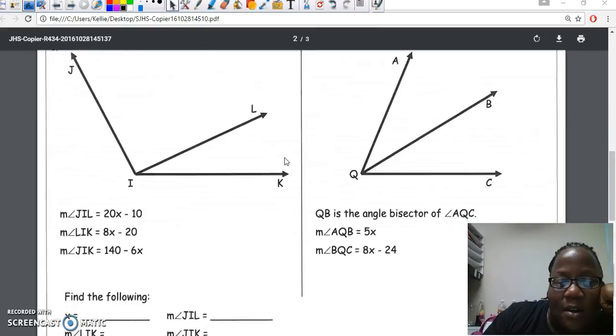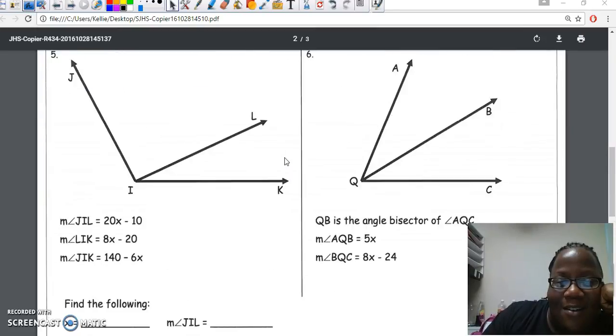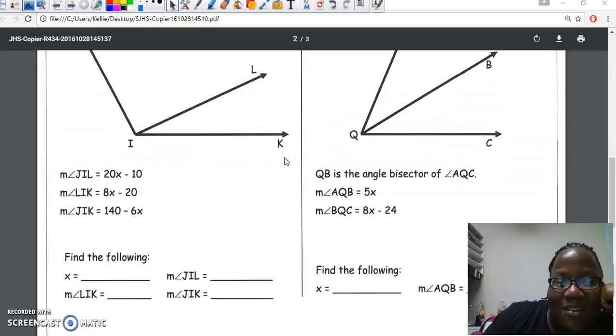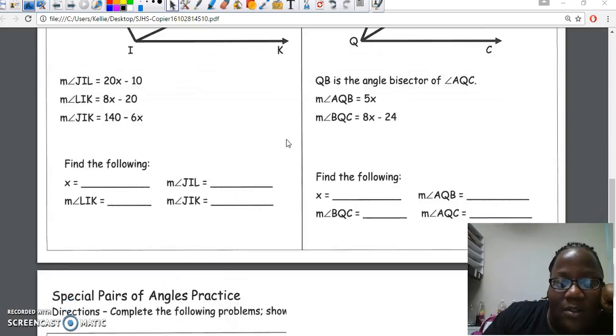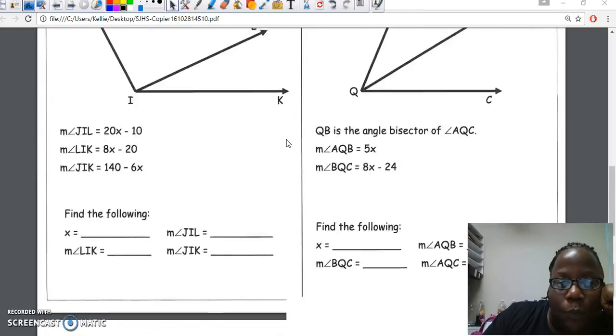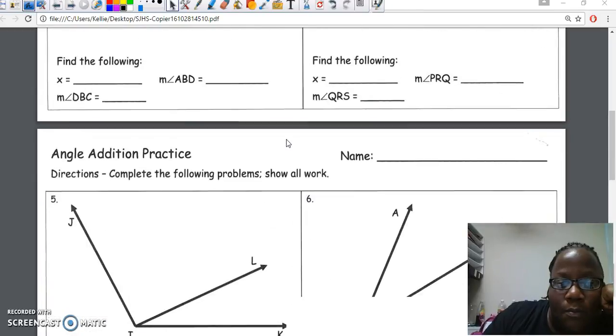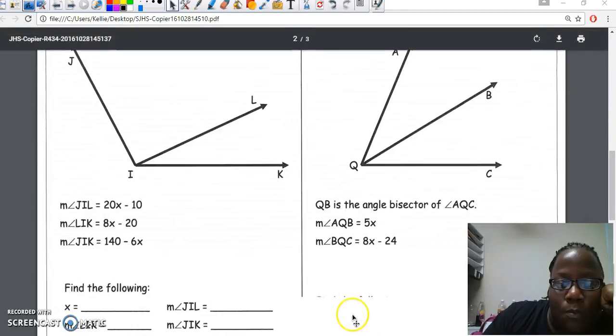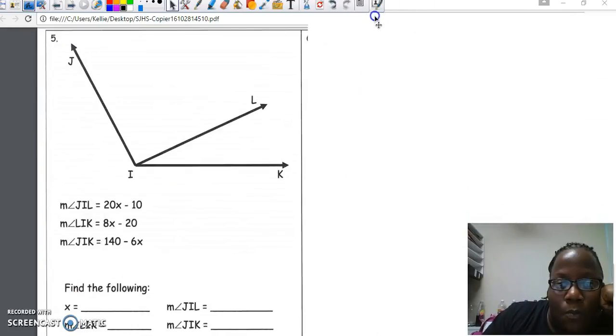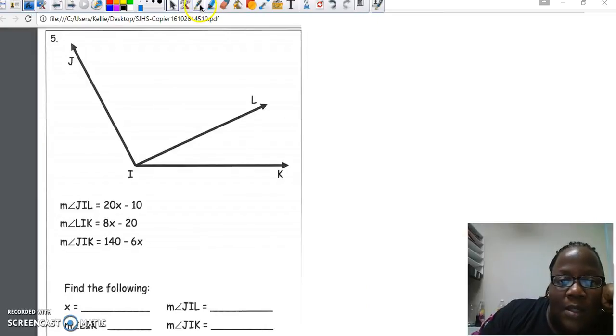Oh, it's the same thing. All right, I'm going to go ahead and solve this one for you, and then you can do 6 on your own. Same stuff, so here we go.